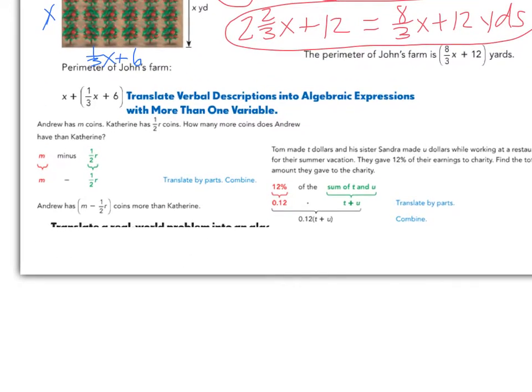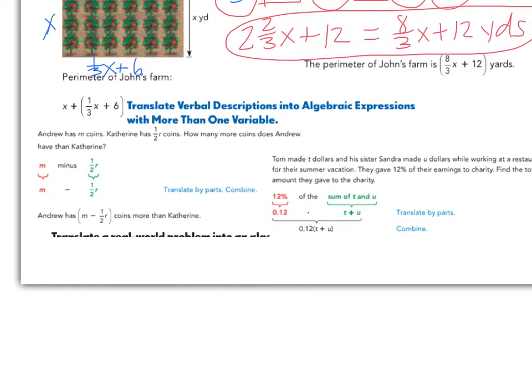Andrew has M coins. Catherine has 1/2 R coins. How many more coins does Andrew have than Catherine? Go back to elementary school, and when you have how many more, that means subtraction. My third grader's doing that. How many more of something than something else? So how many more does Andrew have than Catherine? You're going to start with Andrew, M, and subtract Catherine, which is 1/2 R. So M minus 1/2 R, and since they are unlike terms, that's as much as you can do. You're done. M minus 1/2 R coins.